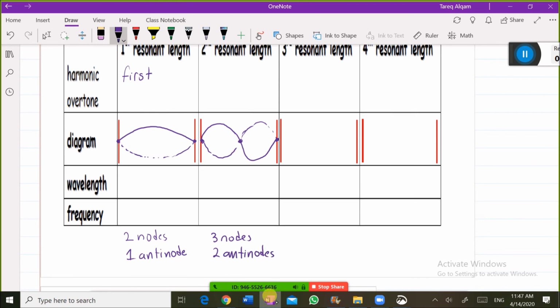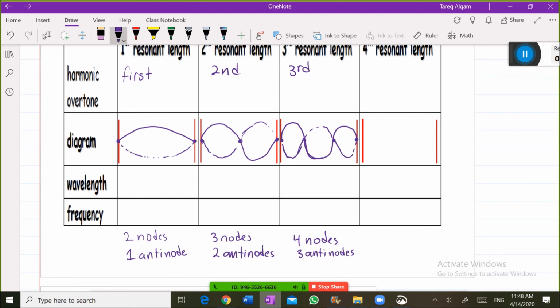The third harmonic will have 4 nodes: 1, 2, 3, 4, equally spaced, right? Equally spaced. Here we have 3 antinodes. This is called the second harmonic. This is called what? Third harmonic.